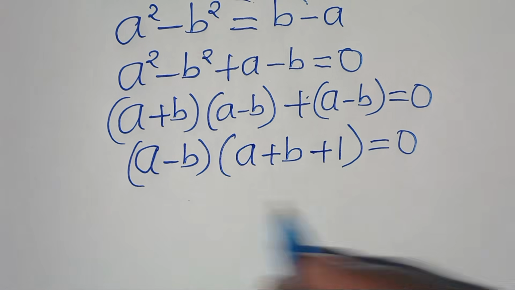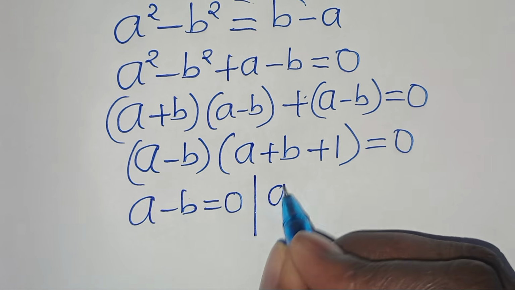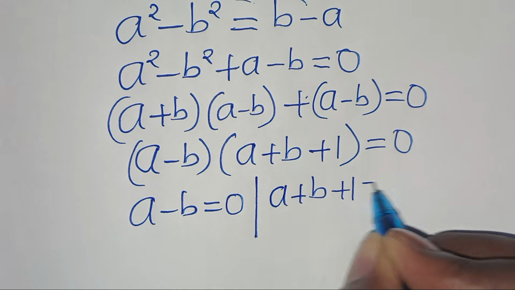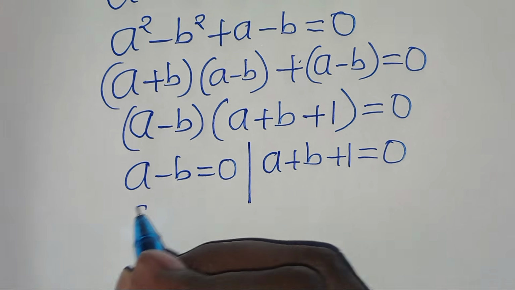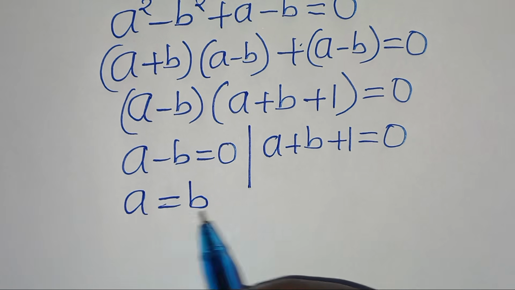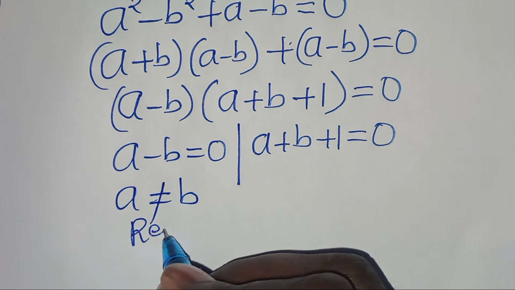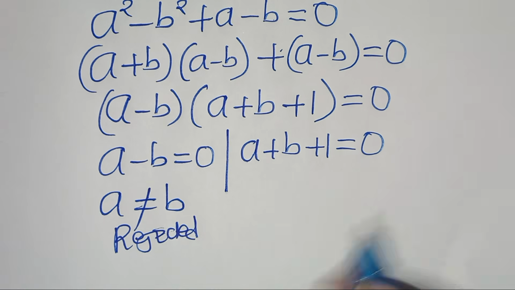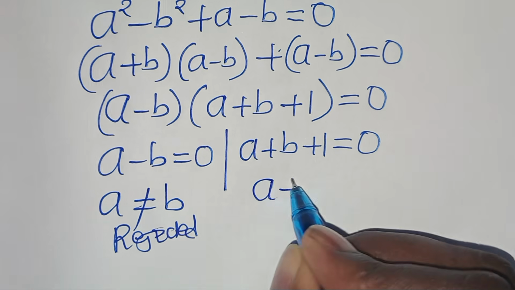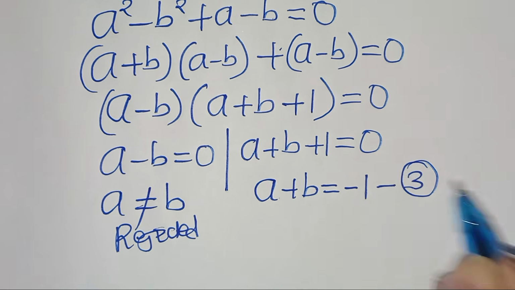So we have got two parts here. We have a minus b equal to 0, then we have a plus b plus 1 equal to 0. So from the first, a is equal to b. In this case, this violates the condition that a is not equal to b, so the first case here is rejected. Now let's proceed to case 2 here, which is a plus b equal to negative 1. Let's call this the third equation.